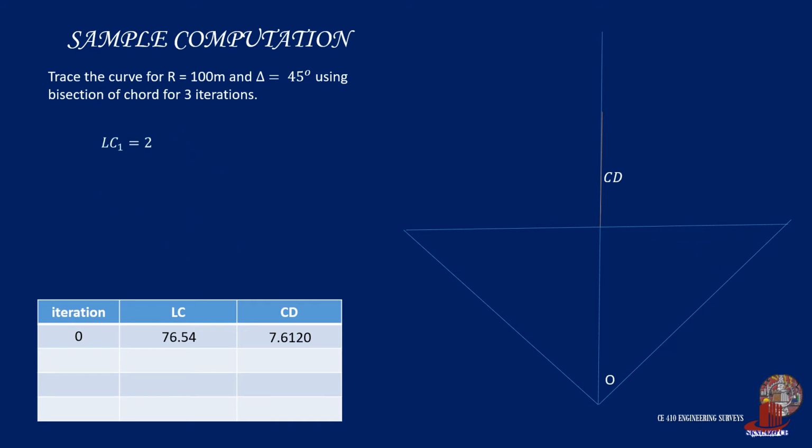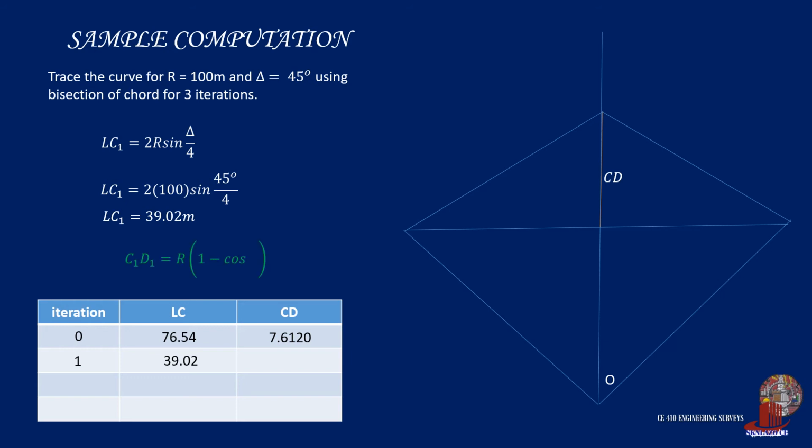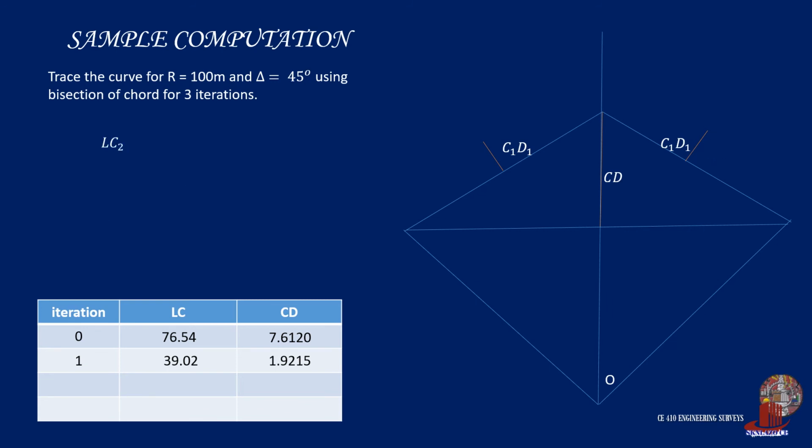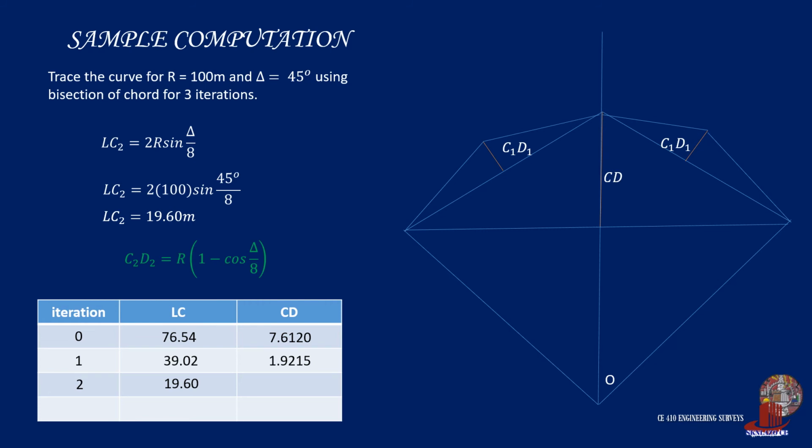The first iteration will be taking a new long chord with the same formula, giving the value LC1, which is 39.02 meters, and then locate the curve with the distance CD, which is taken as 1.9215. Do the same procedure for the second iteration, where a new long chord is calculated to identify the midpoint, and then distance CD is computed with a fraction of the central angle, and that would be 0.4815.